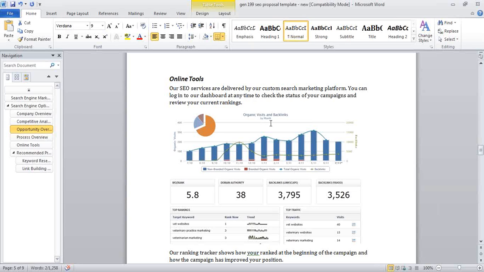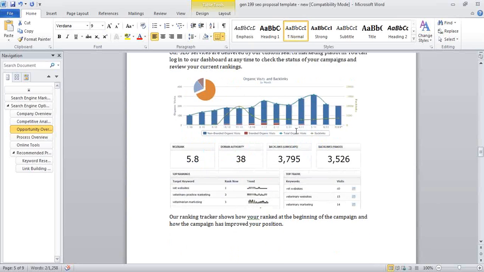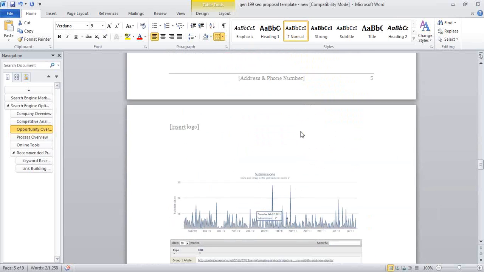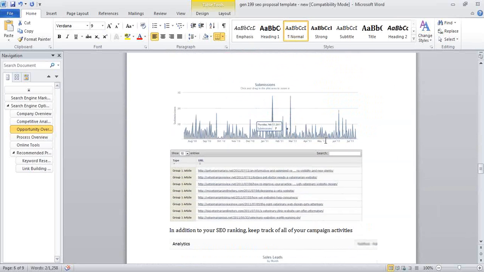So in this case, I have the SEO overview screen, which has traffic from organic, branded, and non-branded keywords, some information about links coming in from various sources. Also show them the submission screen, talk about, this is where you can go and see actually where the content is going, click through and look at links.